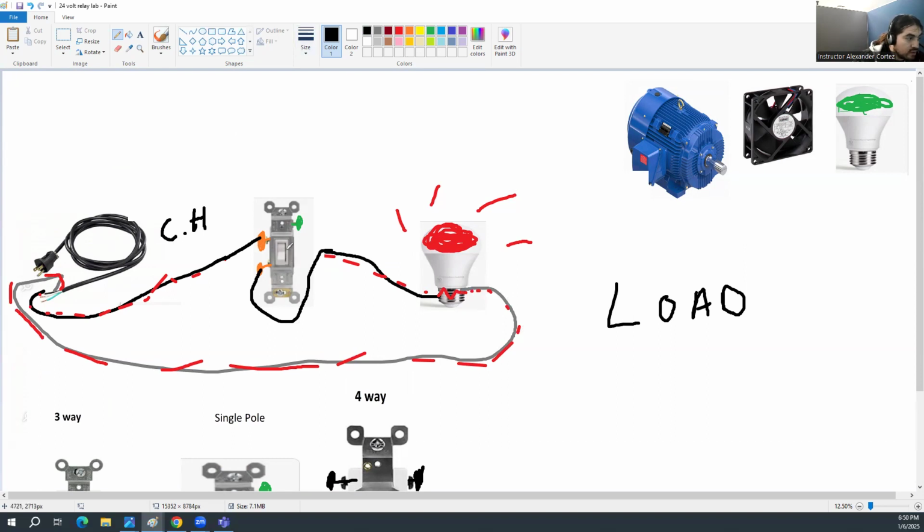So when the switch is on, electricity flows through the switch and on the wire, turns the light on. When the switch gets turned off, it cuts that current flow and there's no more electricity. That light turns off, right? So that's all we're doing with a single pole switch. We're turning it on or we're turning it off, right?